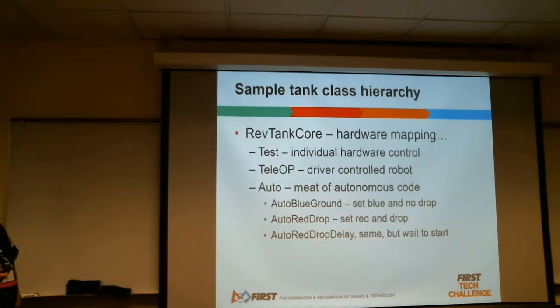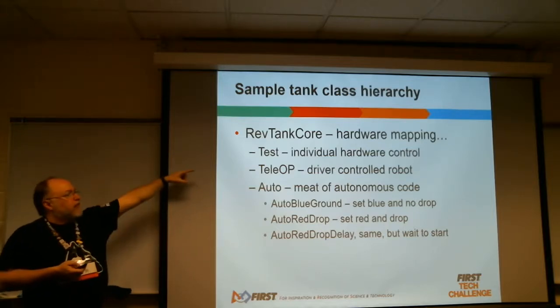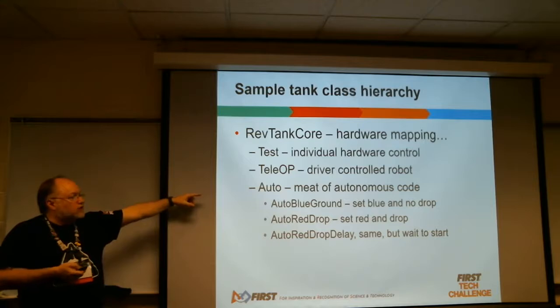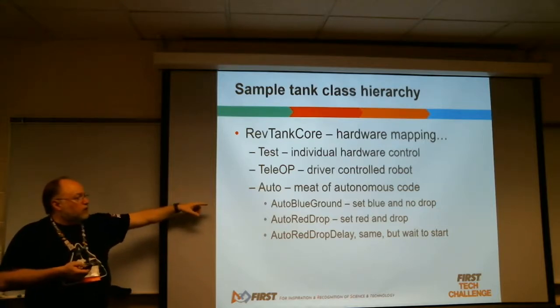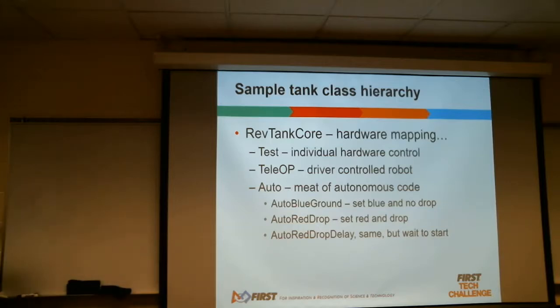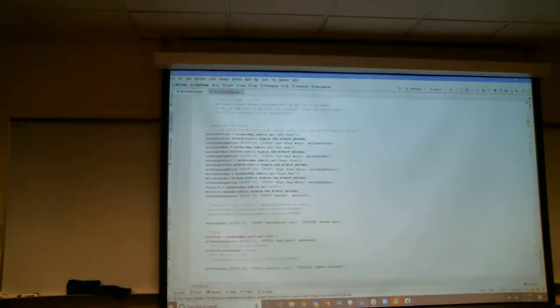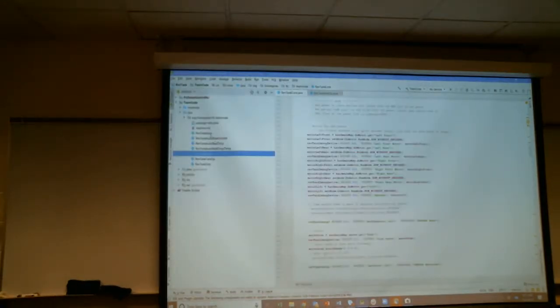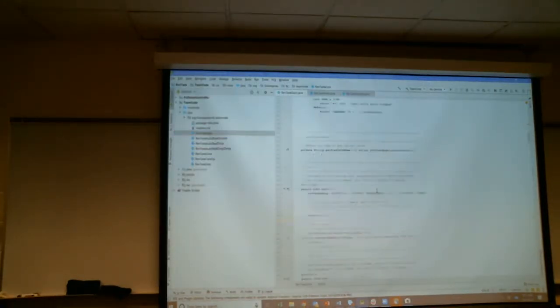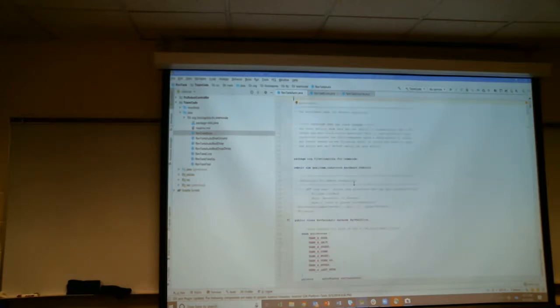So again, I talked about how the core is your hardware mapping, and then you derive from that the test and the teleop and the autonomous, and then from autonomous we derive blue and red and such. Let me just show you quickly what I mean by that. So back in the code, in the autonomous code, expand all this.